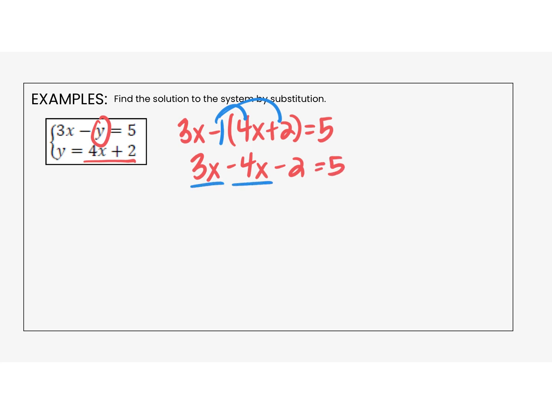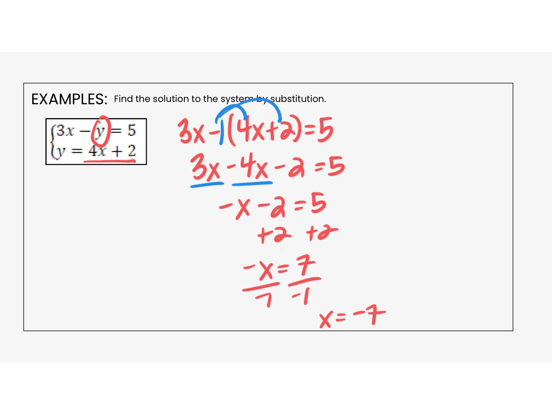Here I have like terms. So 3x minus 4x is negative 1x minus 2. Add the 2 to both sides. So negative x equals 7. Divide by negative 1. So x equals negative 7.